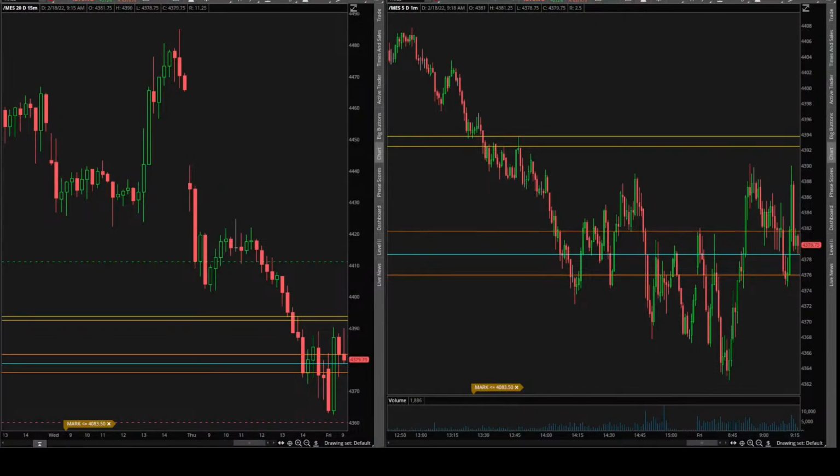NASDAQ playing tricks on us, right? The 15-minute bar closed really well. Got above that, but then NASDAQ couldn't get up into its opening range. So that was a nice move. I'm pleased with that.